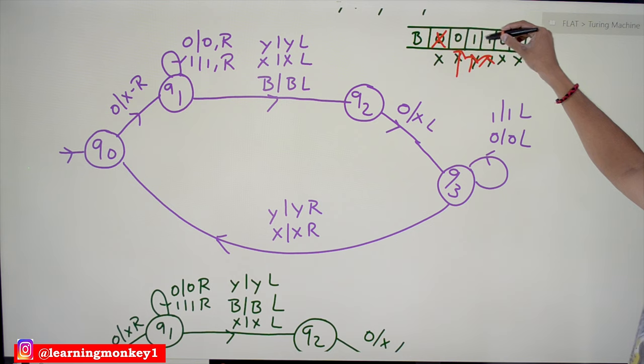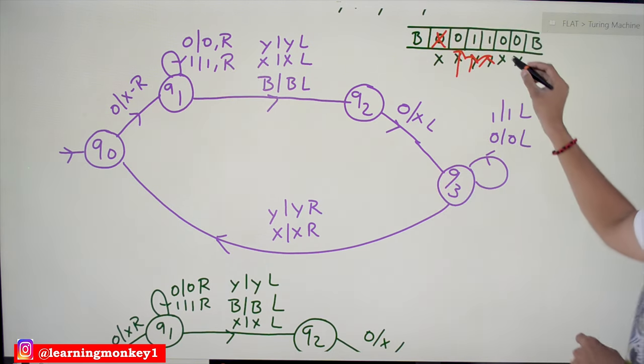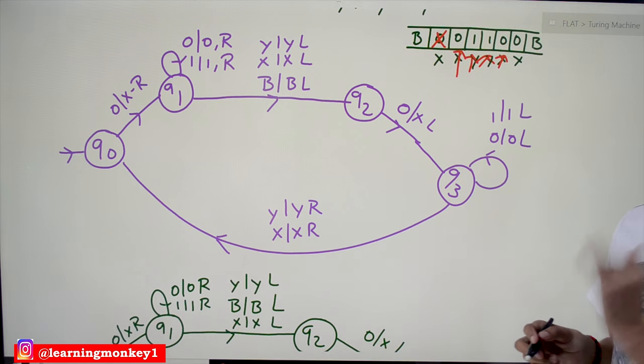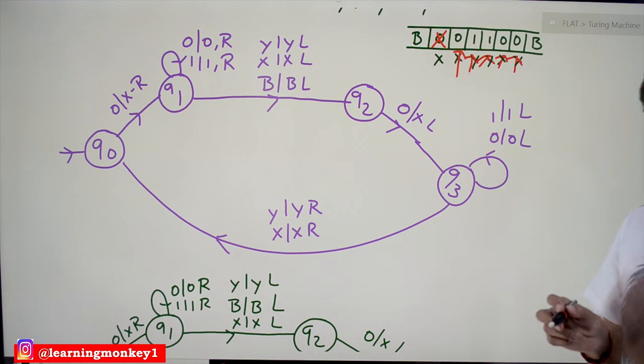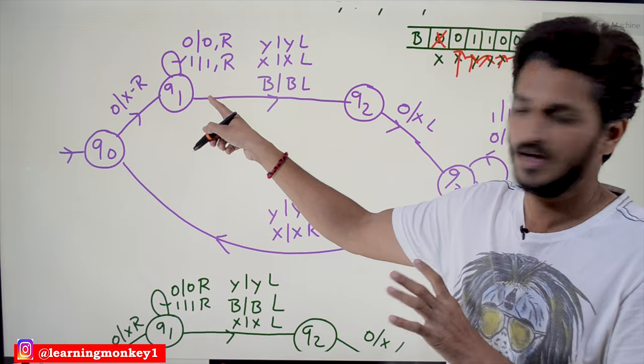Now we are at this position. If you see the input symbol 0, move right side. Keep it as 0, move right side. If you see the input symbol 0, keep it as 0, move right side. That's why we have taken one extra state on Q naught.